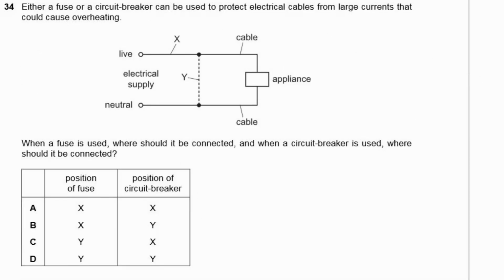Question 34. Either a fuse or a circuit breaker can be used to protect electrical cables from large currents that could cause overheating. When a fuse is used, where should it be connected? And when a circuit breaker is used, where should it be connected? Well, both of them should be connected in the live wire as early as possible. So protecting electrical cables from large currents that could cause overheating, we're going to want them outside the appliance here. So we'd really want them at point X. And that'd be the same for both the fuse and the circuit breaker. So there we go. Our answer is A.